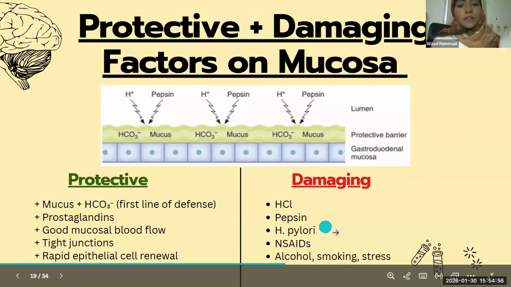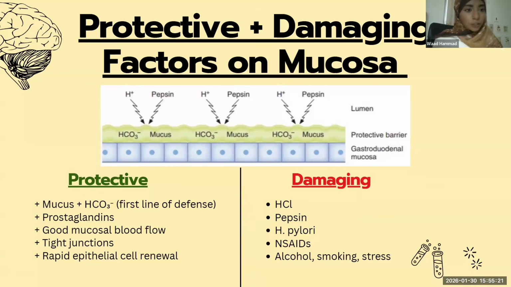And then we also have H. pylori. H. pylori is also called Helicobacter pylori, and that is a type of bacterium. This can cause a condition which is very bad. We'll be talking about it more, so let's just keep that aside for now. We have NSAIDs, which are non-steroidal anti-inflammatory drugs. This is like ibuprofen or any of these painkillers that you get at the store.